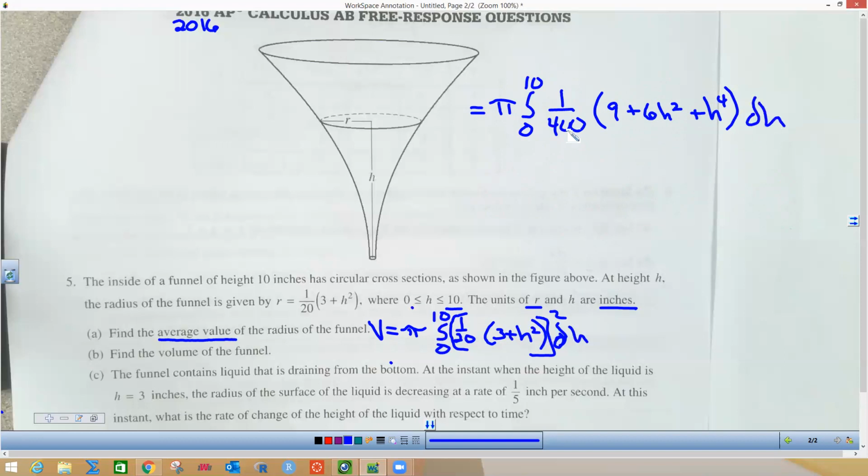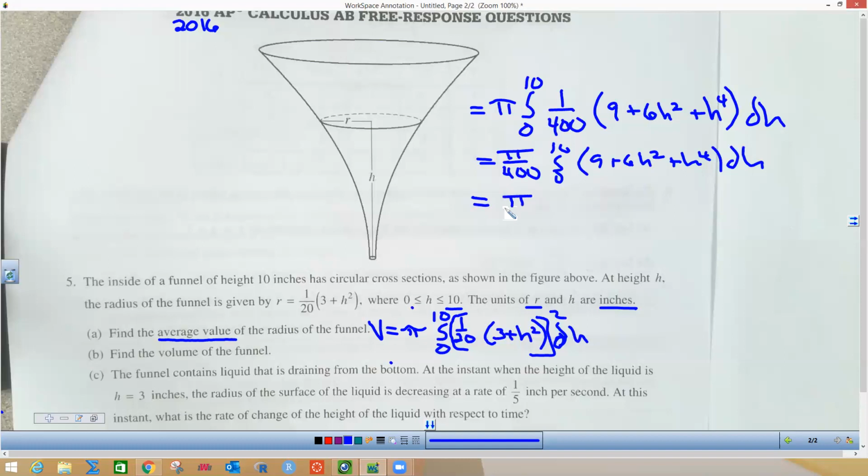Then again, after you square it, you're going to take this 400 out with a pi. So I would bring this as pi over 400, integral 0 to 10. And now we've got to do the integral of this function.